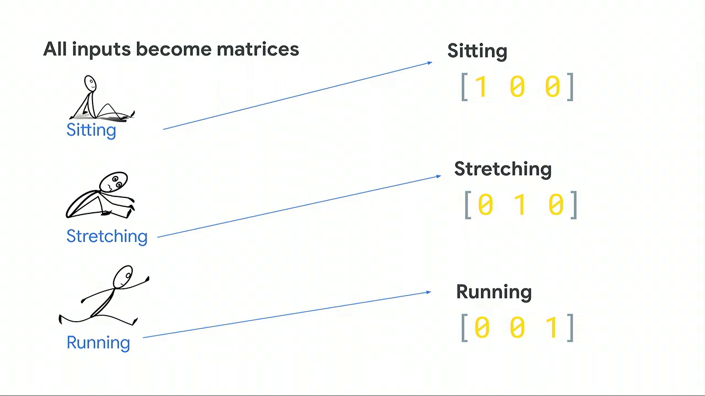Now you may be thinking, wouldn't it be way easier if we just encoded these numerically as 1, 2, 3? That would be easier, but then our model would interpret these as continuous numerical values. So it would interpret stretching as greater than sitting, and running as greater than stretching, which isn't necessarily true. So we'd want our model to treat all of these different categories equally.